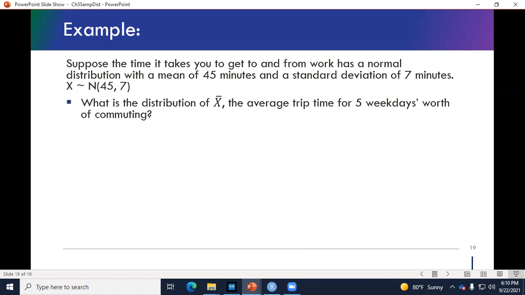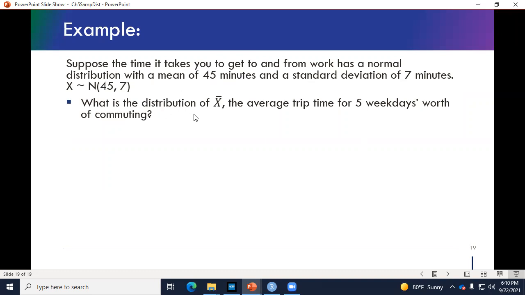Suppose the time it takes you to get to and from work has a normal distribution. So now we assume that X is normal distribution with a mean of 45 minutes and standard deviation of 7 minutes. So X is following this. It's a good practice that you always write this down when you read the statement here.